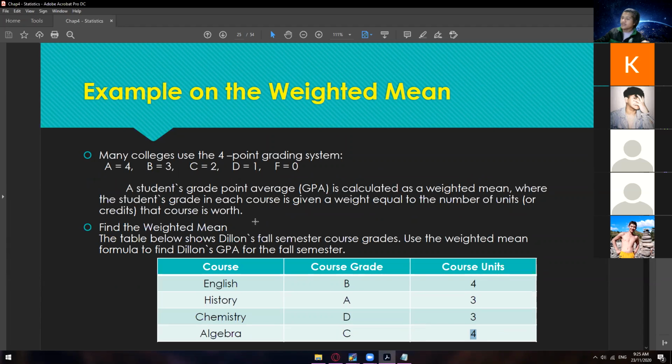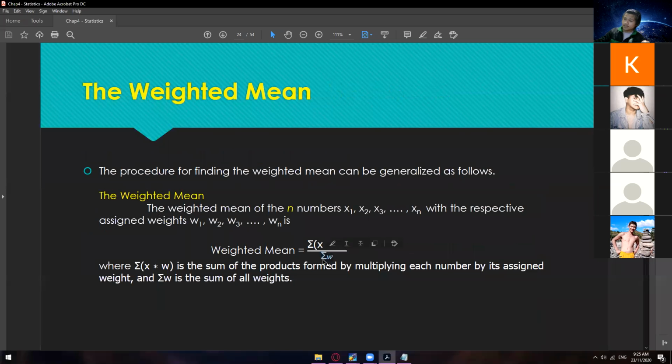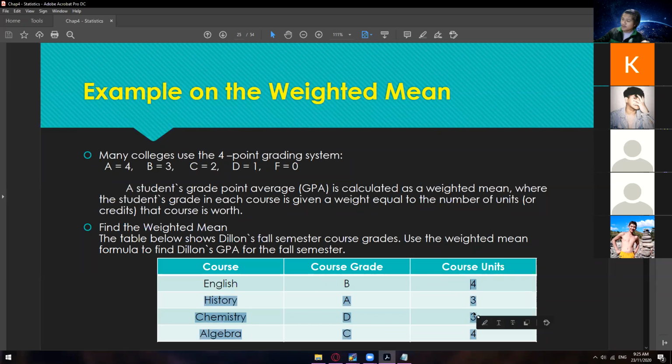Just put that in your calculator and then divide it by the sum of the weights. Here is our weight: 4 plus 3 plus 3 plus 4 is equal to what? Are you guys still there? What is the summation of our weights? 14. 14. Okay, good.